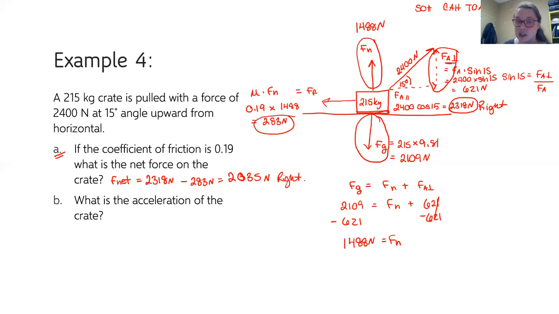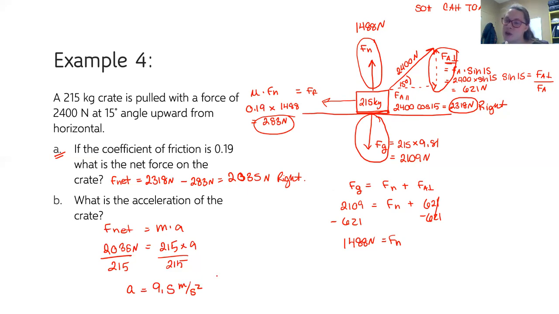All right, B, what's the acceleration of the crate? Well, we know F net is equal to mass times acceleration. So we have a net force of 2,035 newtons. That's equal to our mass of 215 times our acceleration. Divide by 215, and we get an acceleration of 9.5 meters per second squared. And we can just remember our units from before: force in newtons, mass in kg, and meters per second squared for acceleration.